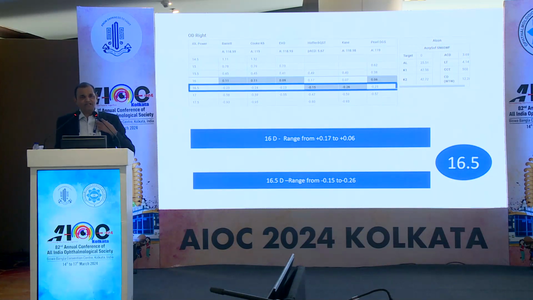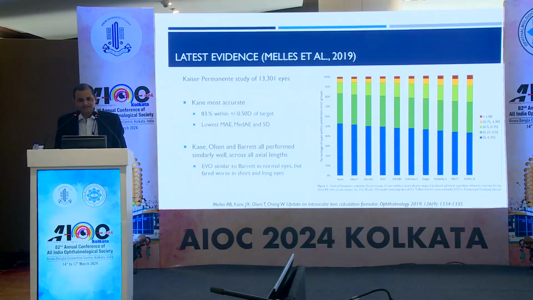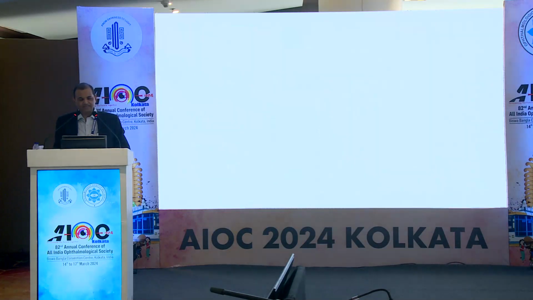Suppose you have your preferred IOL formula. At present I would like to go for Hoffer QST and Hill RBF for short eyes. So I can prioritize those for this. So this is the way you can choose your IOL power calculation. These are the latest evidences. Dr. Tejas will go into detail here regarding this.